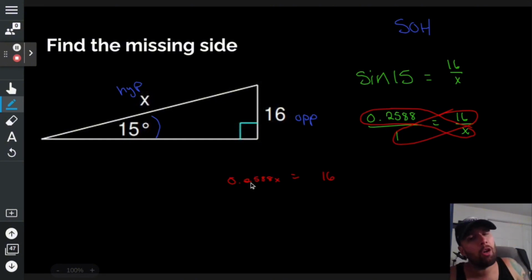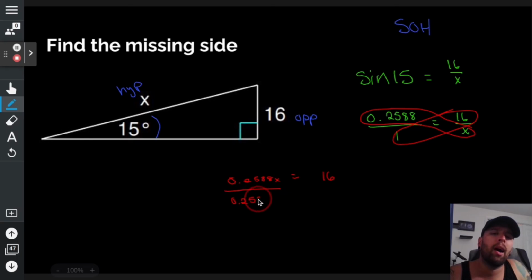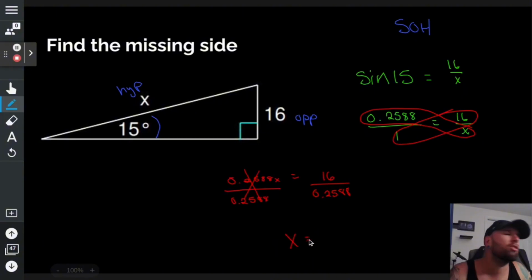Is x all by itself? No. Divide both sides by 0.2588. Cross you out, and then I'll get x. So 16 divided by 0.2588 is going to be 61.819.